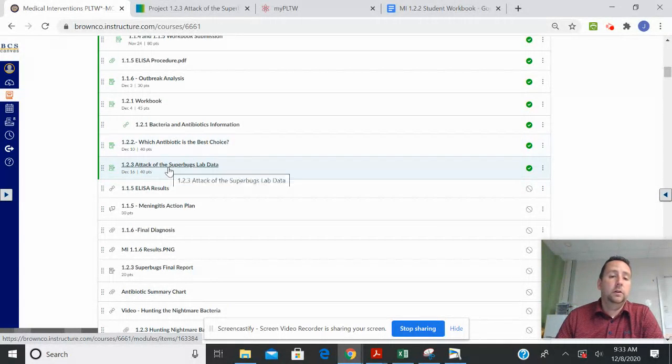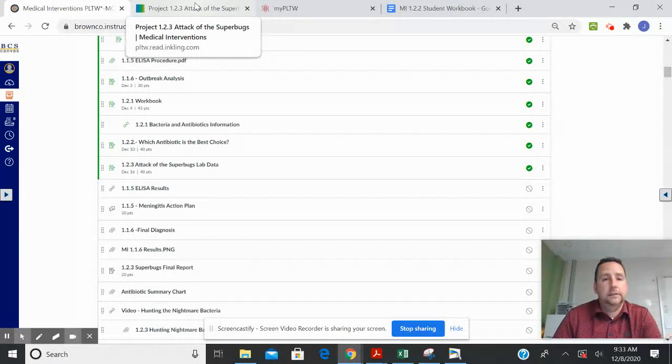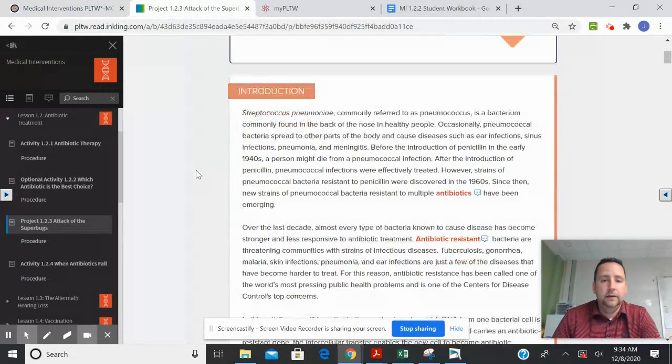Additionally, 123, we're going to be working on setting up some plates in class where you're going to be using bacteria cultures to make confirmation plates. So we have two different bacteria, and I'll talk about that in a minute. And we're going to confirm that they're resistant to what it says they're resistant to. So that brings me to where we're at here in the Attack of the Superbugs.